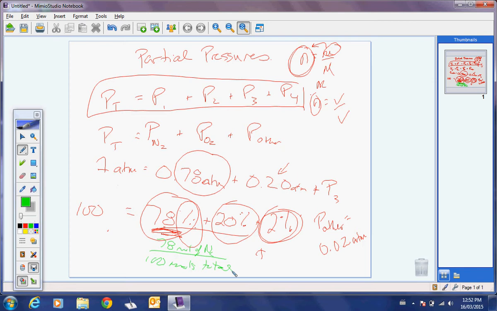But what if I didn't have 100 moles or 100 ping pongs? I had 50. Then what would this be? The total would be 50, and I would have 78 divided by 2, right? 39. Does that make sense? So do you see how these two things are the same thing? I've just changed it from a percentage to a fraction now, because fractions and percentages are the same thing. Are you okay with that?